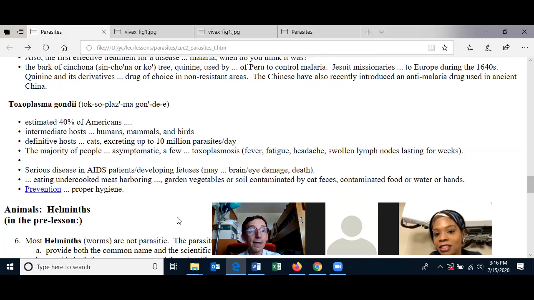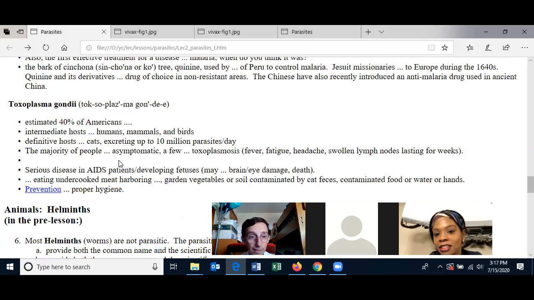The parasite Toxoplasma gondii causes serious disease in human patients. It can cause serious disease in AIDS patients and in developing fetuses. So pregnant women should not be around a cat litter box.